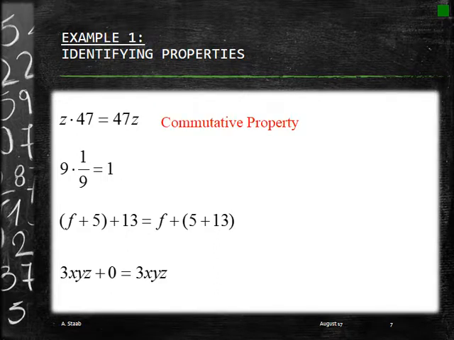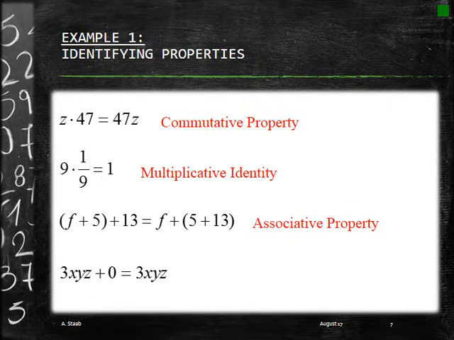9 times 1/9 gives me 1. So I have 9, and I have its reciprocal 1/9. So I'm multiplying, so that's going to be the multiplicative identity. And then next I have f plus 5 plus 13, where f and 5 are inside my parentheses. F comes outside and 13 goes inside, so that's the associative property of addition because I am adding.